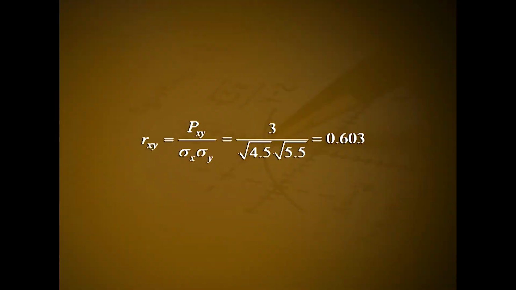Hence, the coefficient of correlation Rxy, that is equal to Pxy by sigma x into sigma y equal to 3 divided by square root of 4.5 into square root of 5.5, that is equal to 0.603. That is, there is a strong direct linear relationship between x and y.